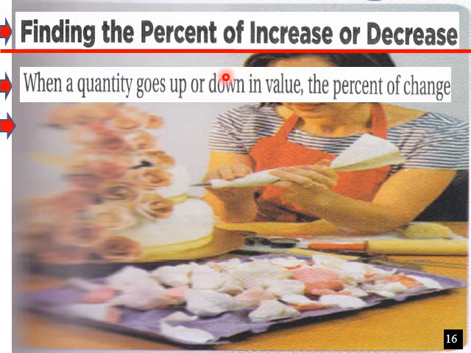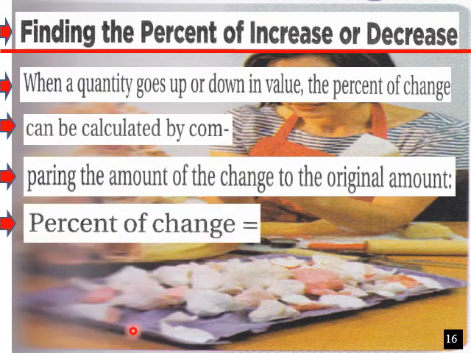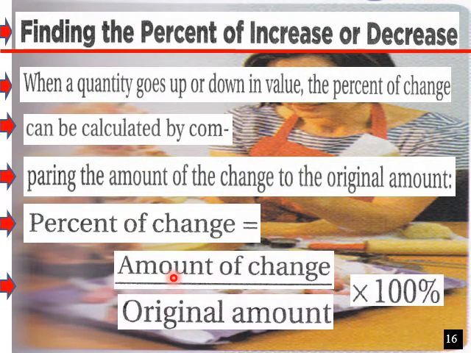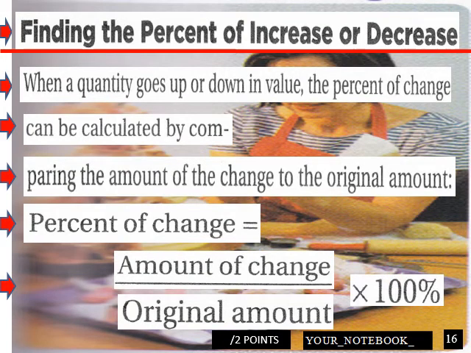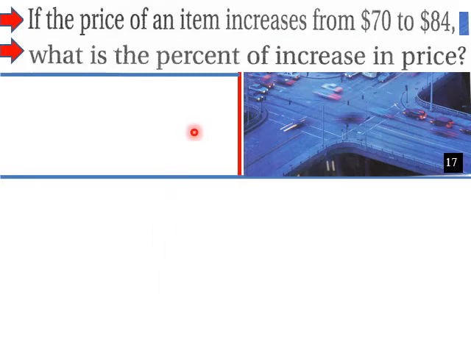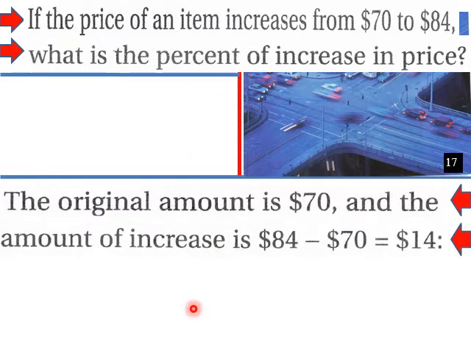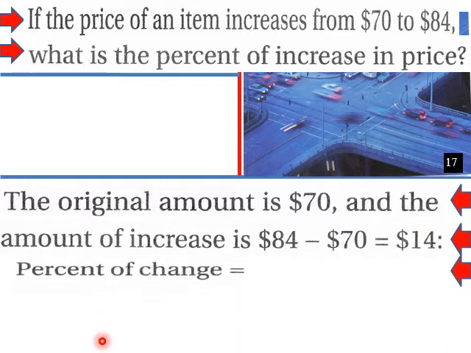So finding the percent of increase or decrease. We have a comparison here. Percent of change equals the amount of change over the original amount, times 100%. So if the price increases from 70 to 84, what is the percent of increase? The original amount is 70, so we have a $14 increase.